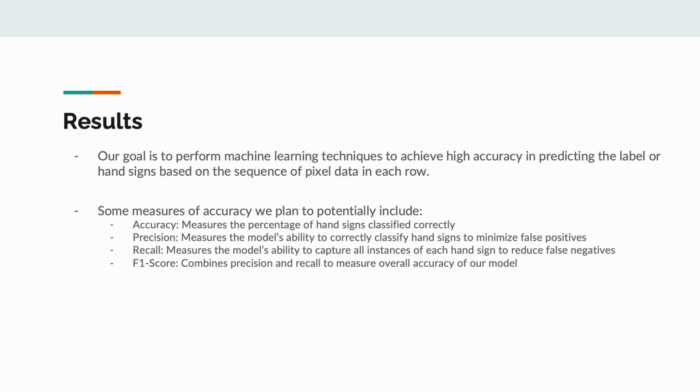Our goal is to perform machine learning techniques to achieve high accuracy in predicting the label. Some accuracy measurements we can do are accuracy, which measures the percentage of hand signs classified correctly; precision, measuring the model's ability to correctly classify hand signs to minimize false positives; recall, which measures the model's ability to capture all instances of hand signs to reduce false negatives; and F1 score.